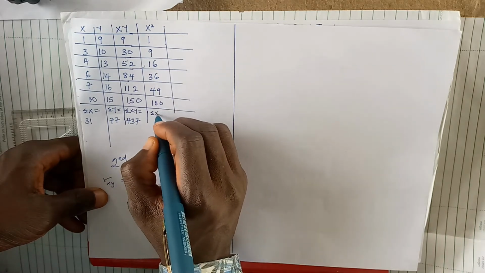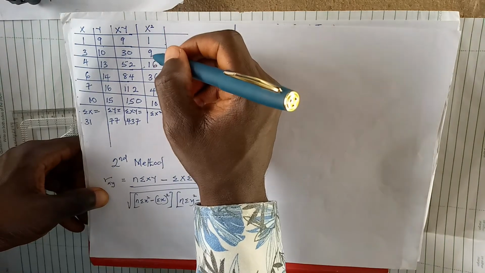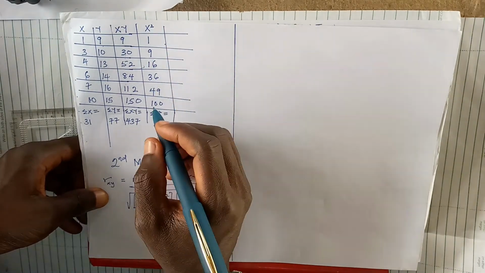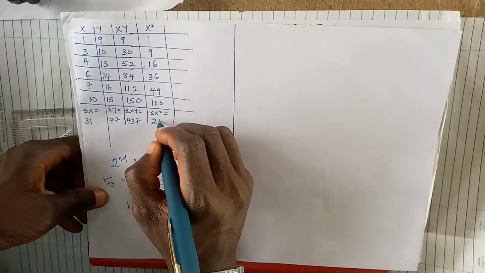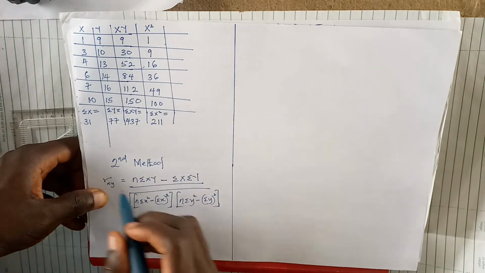So we need summation x squared, and summation x squared is the addition of all these numbers here, and this will give us 211. Then on the other side, summation x is already here.